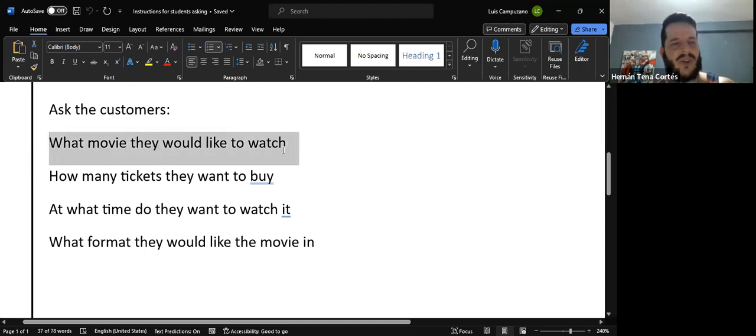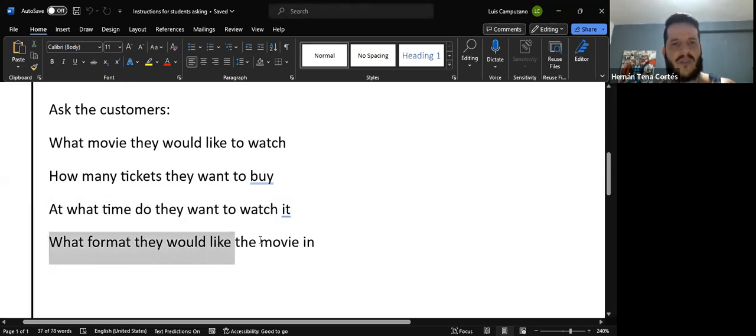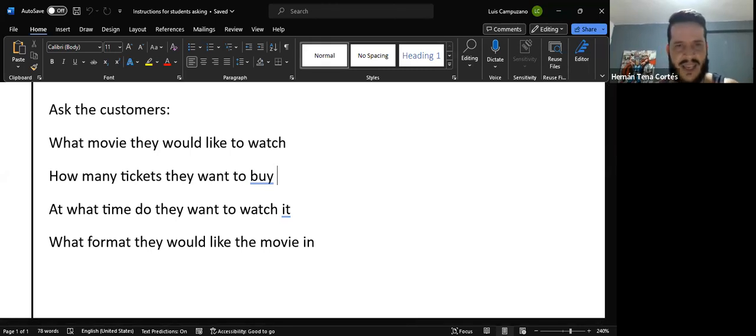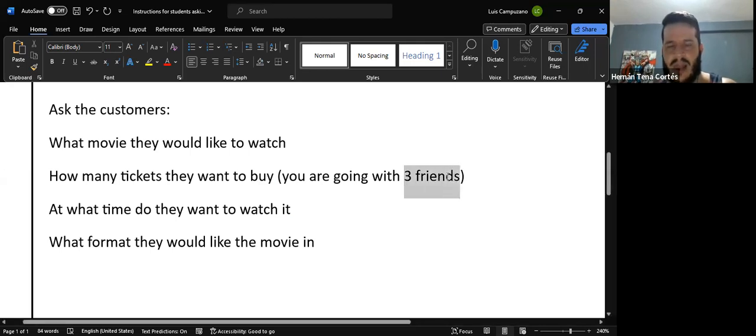If you are working in the movie theater, I want you to ask the customer what movie they would like to watch, how many tickets they want to buy, at what time do they want to watch the movie, and what format they want to see the movie in. It's very important, guys, especially if you are going to buy the tickets, and for example, in the instructions, it says you are going with 3 friends. So it's 3 friends plus you, 4 tickets. Don't forget to count yourself. No se olviden contarse ustedes mismos en la totalidad, ¿ok?